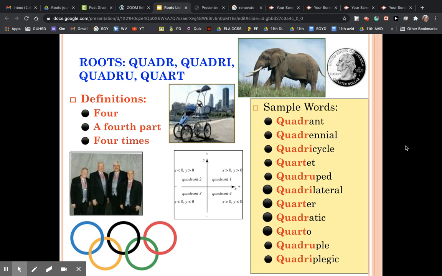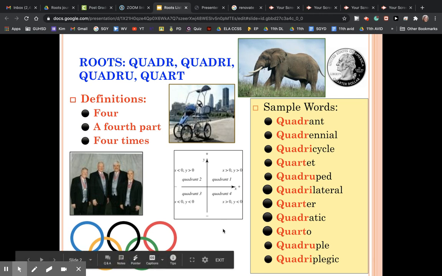First sample word: quadrant, a quarter of a circle or the fourth part. So in this picture from a math class, you can see quadrant 1, quadrant 2, quadrant 3, and quadrant 4. Quadrennial is taking place every 4 years. So here's the symbol for the Olympics, which takes place once every 4 years.